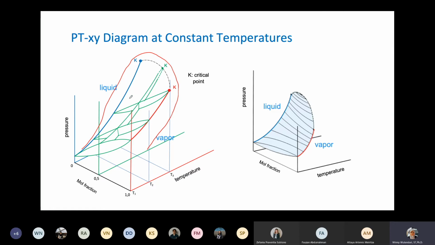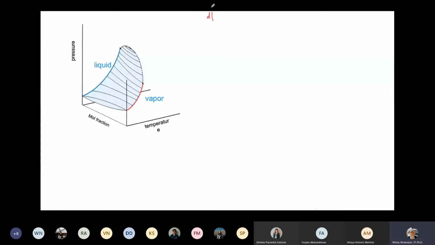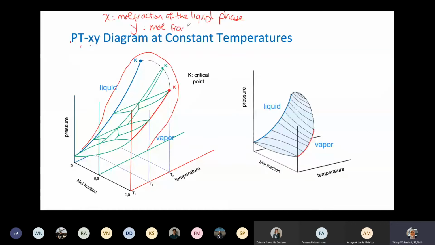Okay, so this is P, T, X, Y: pressure, temperature, XY. What is XY? It is the mole fraction. We will say X is for the mole fraction of the liquid phase. Y is the mole fraction of the vapor phase, not the gas phase, but the vapor phase. Okay, so this is the mole fraction, and this one is the liquid one.